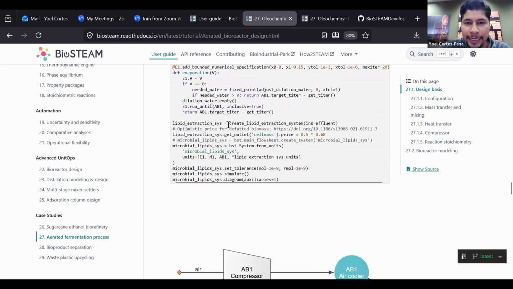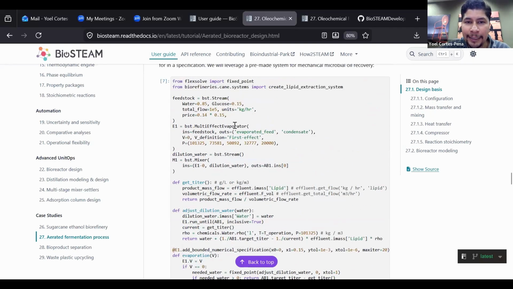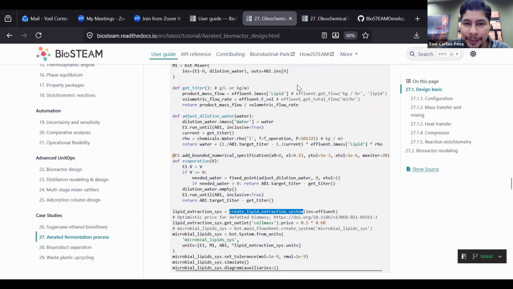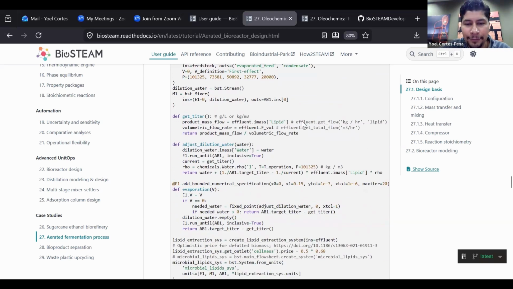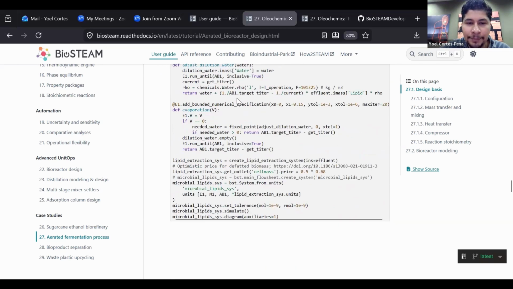Okay, so after that, we're going to use a function here to create the lipid extraction system. So this is a predefined system for extracting lipids from a fermentation broth, such that the oils are within the cells, right? So these are very fat cells, the oil is not outside for this specific system.